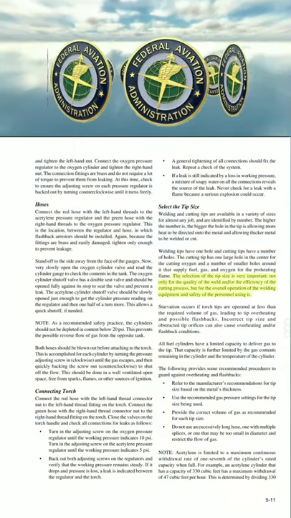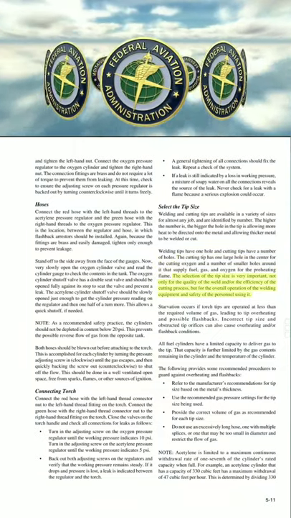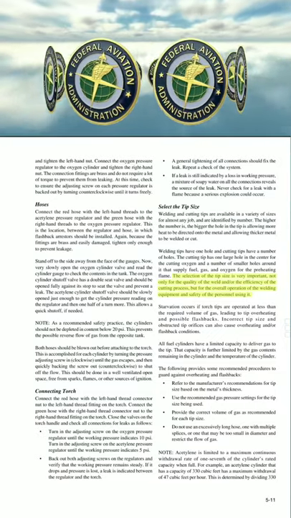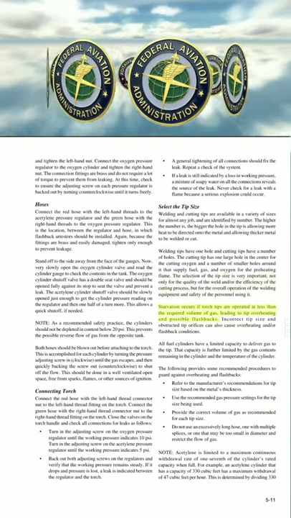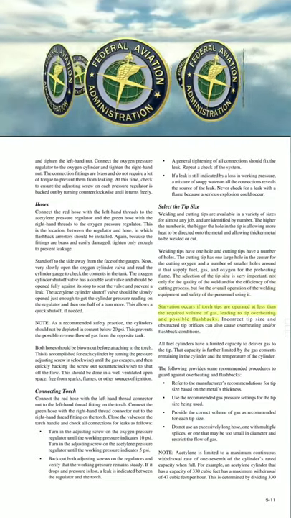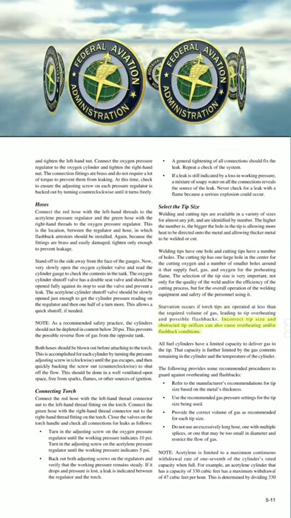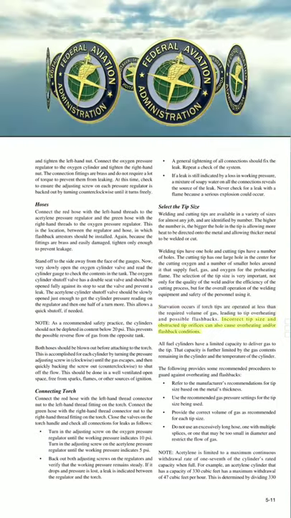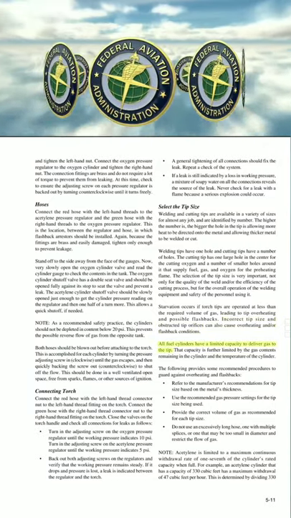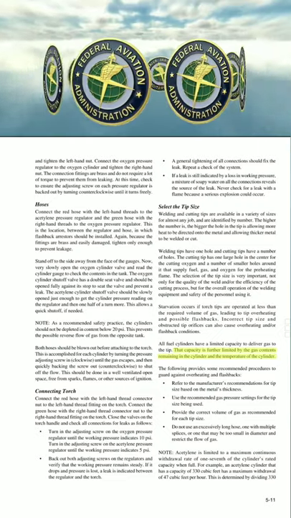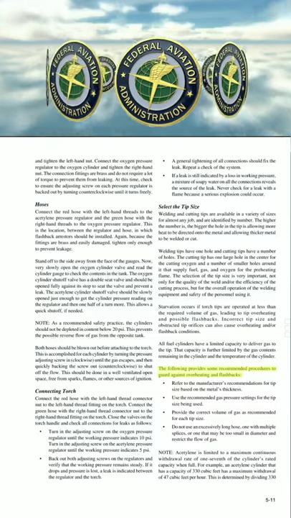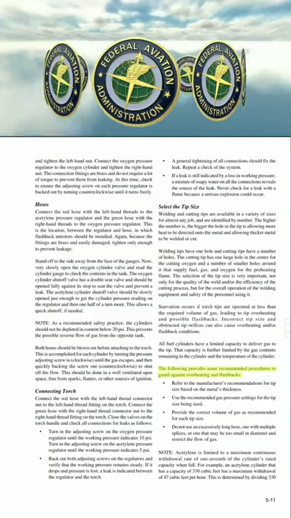The selection of the tip size is very important, not only for the quality of the weld and/or the efficiency of the cutting process, but for the overall operation of the welding equipment and safety of the personnel using it. Starvation occurs if torch tips are operated at less than the required volume of gas, leading to tip overheating and possible flashbacks. Incorrect tip size and obstructed tip orifices can also cause overheating and/or flashback conditions. All fuel cylinders have a limited capacity to deliver gas to the tip. That capacity is further limited by the gas contents remaining in the cylinder and the temperature of the cylinder. The following provides some recommended procedures to guard against overheating and flashbacks.